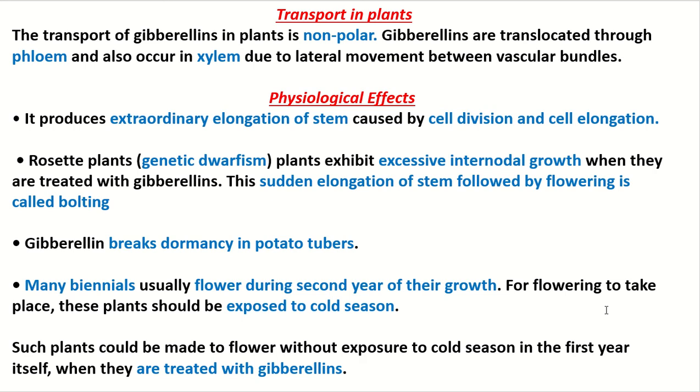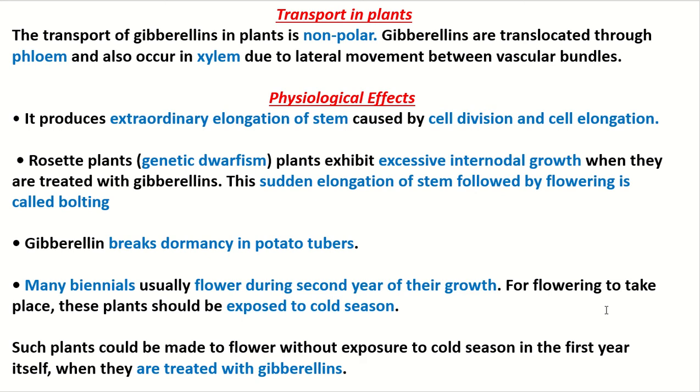Next one is the physiological effect of gibberellin. Gibberellin produces extraordinary elongation of stem, which is caused by cell division and cell elongation. So it helps in the lengthening or growth of the plant. Rosette plants, that is genetically dwarf plants. Dwarf means the plant won't grow in height. It stays short because the internodes are not very much elongated. It is found a little too short. So those plants are termed rosette plants.